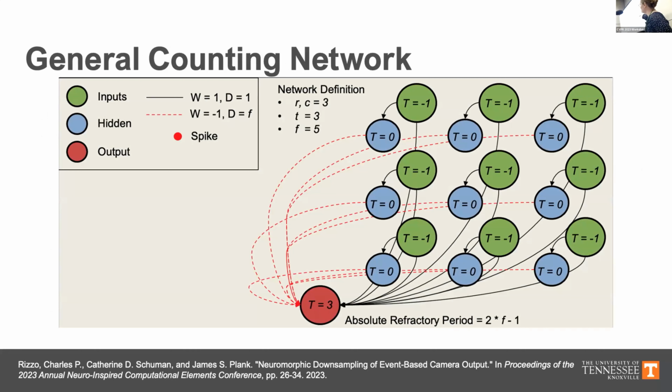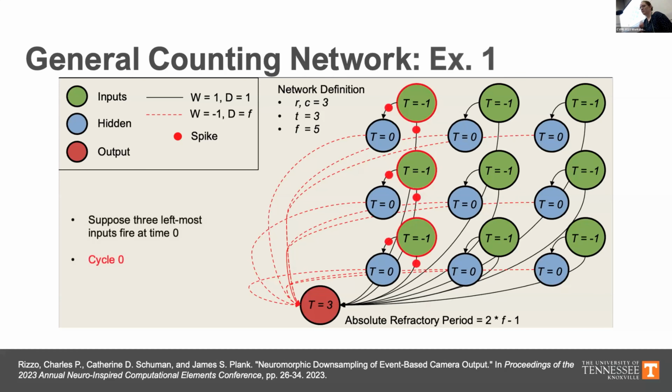Okay, so we have input neurons, they're in green. Our output neuron is in red. Here, hidden neuron shown in blue. And we have two different types of synapses. One is excitatory, one is inhibitory, and they have two different synaptic delay values associated with them. We also have our output neuron having an absolute refractory period. So this is an example of a 3x3 region that we would be looking at.